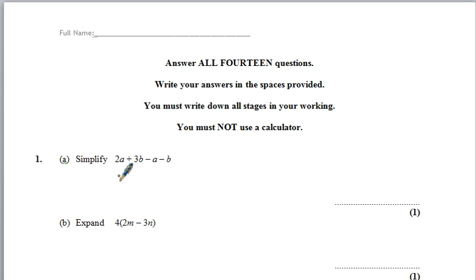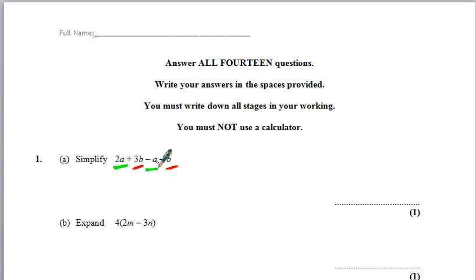Like terms are terms that have the same combination of letters, right? So let's start by collecting like terms. For example, if I start from the A term, I'm looking where else I have A's. 2A here and minus A here, right? And other like terms would be 3B and minus B. So now we're ready to collect.